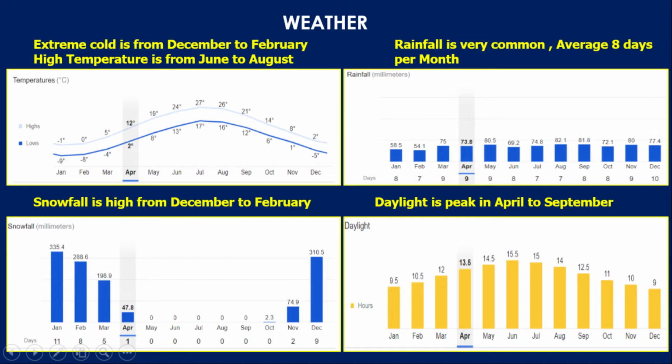Let us see the weather in Hamilton in different seasons. Hamilton and Toronto have almost the same weather. Rainfall is very common in Canada. Summer is from May to September and the maximum temperature reaches 27 to 30 degrees. Extreme cold is from December to February. The minimum temperature will reach around minus 15 degrees but will not last for many days. Appropriate winter jackets are available, so don't worry.